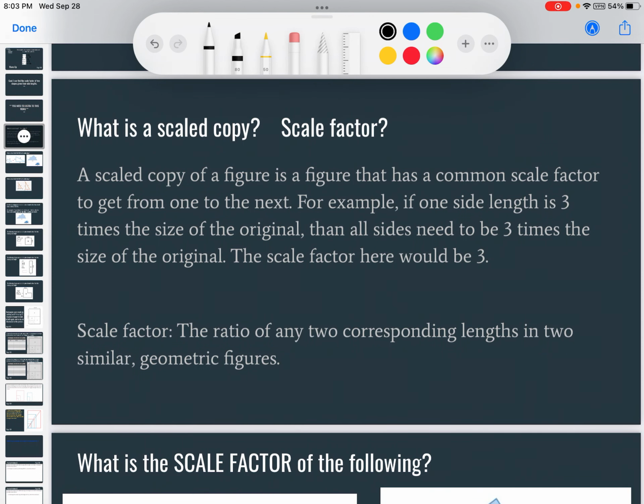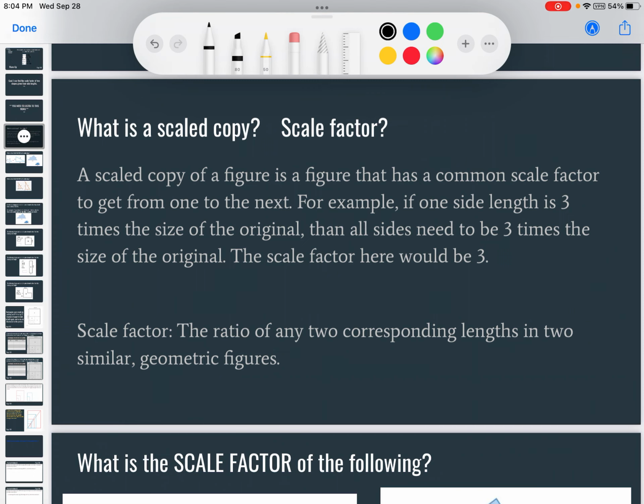Okay, first, what is a scaled copy and what is scale factor? And our goal, we said we were going to learn to be able to find the scale factor of two shapes. So let's first talk about what is a scale factor and a scaled copy. A scaled copy of a figure is a figure that has a common scale factor to get from one to the next. For example, if one side length in a shape is 3 times the size of the original, then all the sides would need to be 3 times the size of the original. So all the corresponding sides need to have the same relationship to get from one to the other. The scale factor in this situation would be 3.